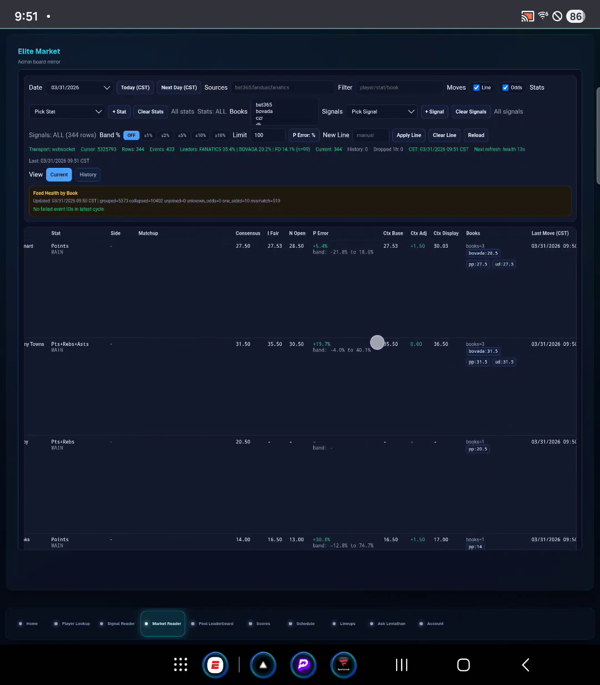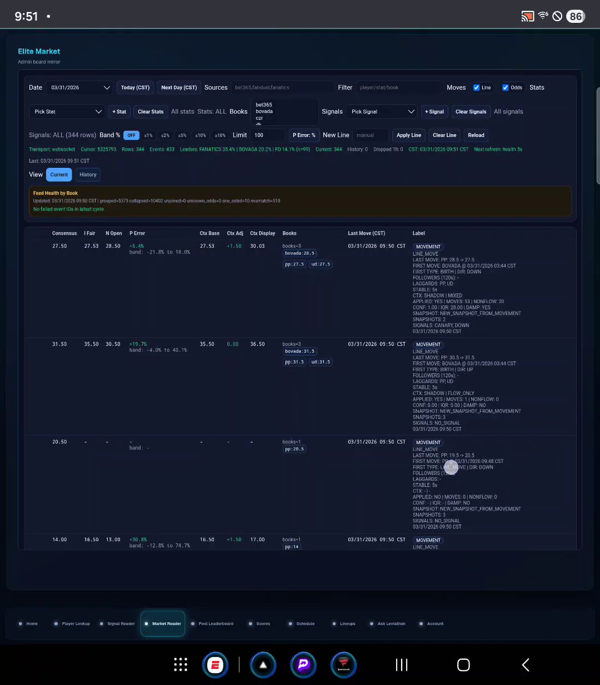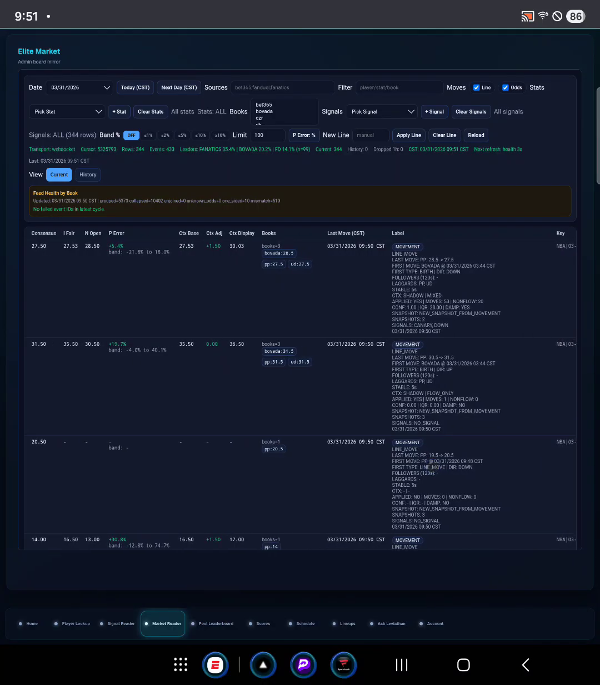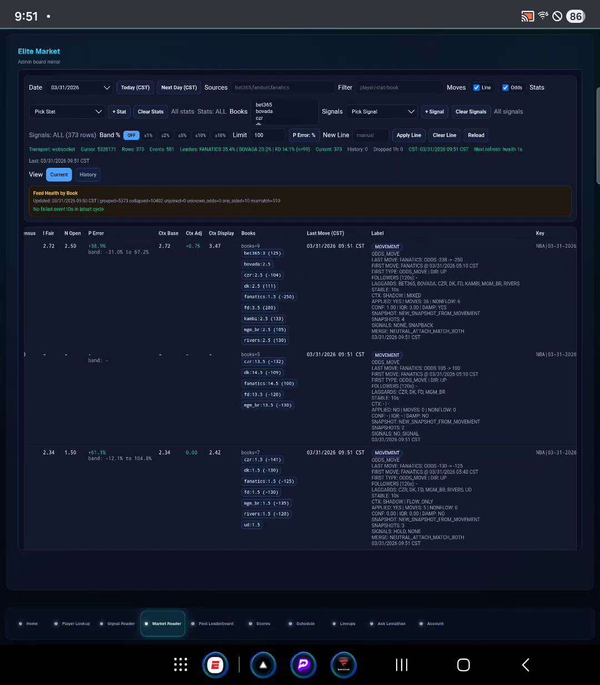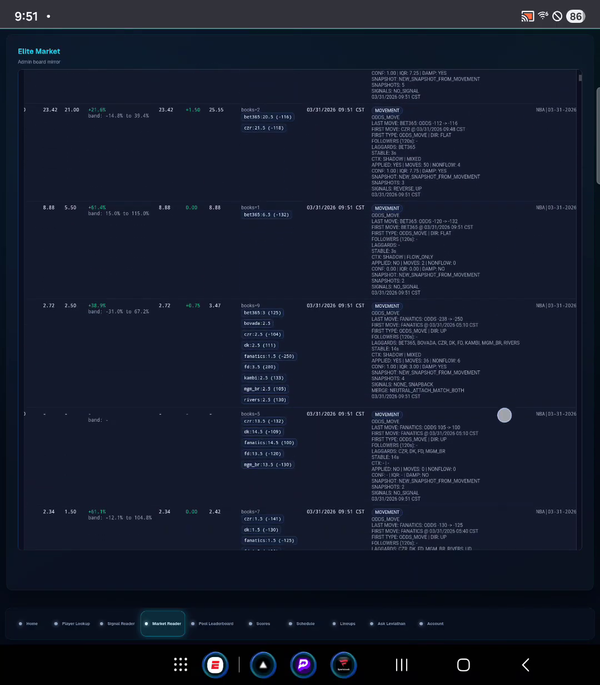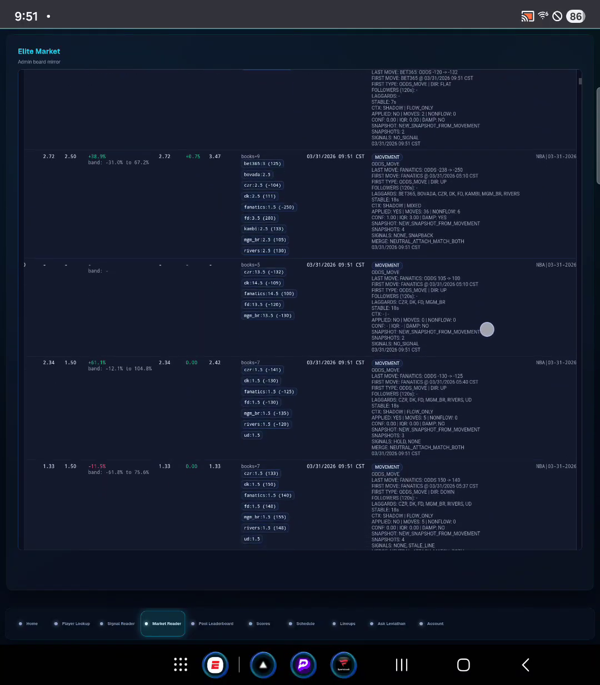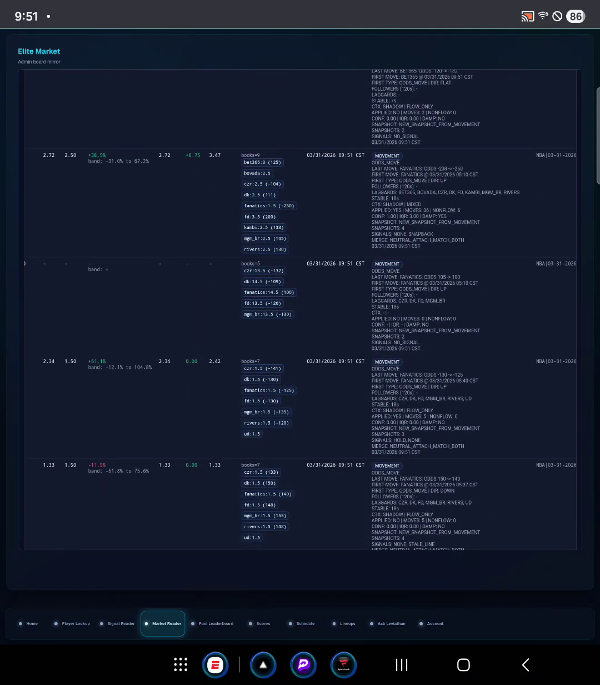All right, so then you got last move. Basically, that is the timestamp of what's happening right now, and then this is the label everybody cares about, or should care about, because this is the bread right there. That's the moneymaker right there. That label is gonna show you how odds move real time.